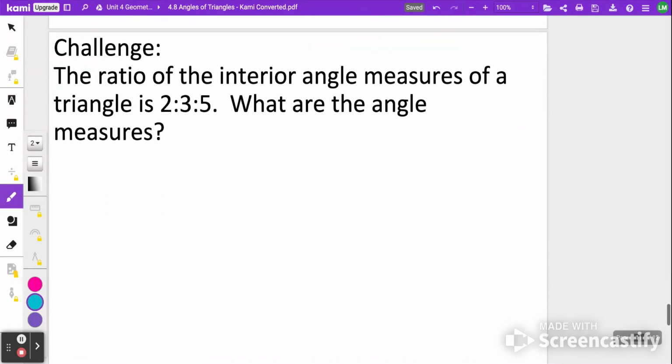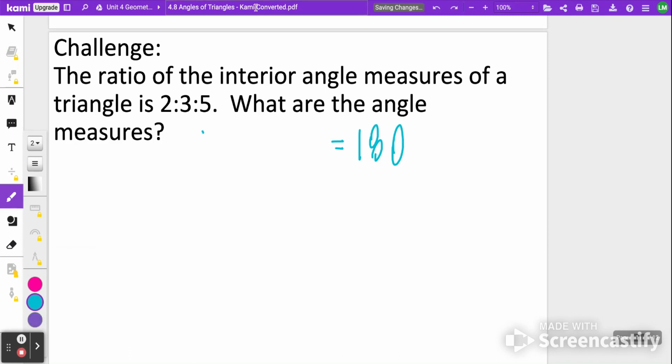This one is a challenge question, and it says the ratio of the interior angle measures of a triangle is 2 to 3 to 5. What are the angle measures? Remember, we don't know what the angle measurements are, but whatever they are, they should add up to be 180 degrees. Take a moment and see if you can think about what each of the interior measures should be if the measurements of the interior angles should be 2 to 3 to 5.